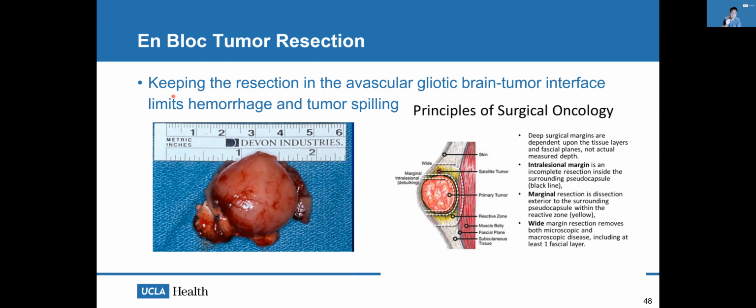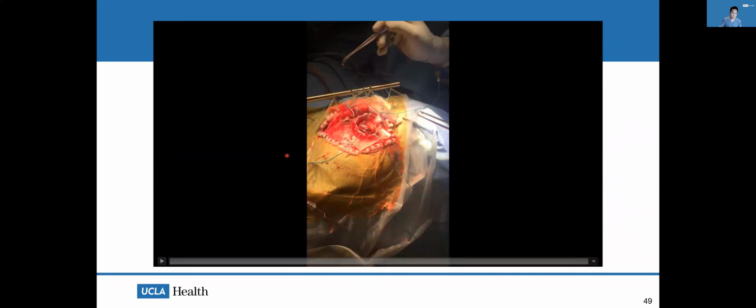Don't remove it piecemeal. Don't cut it up on the way out. So you spill as little tumor cell as possible, and then maintain this plane between the tumor and the white matter itself. And in doing so, you limit the risk of leptomeningeal disease.